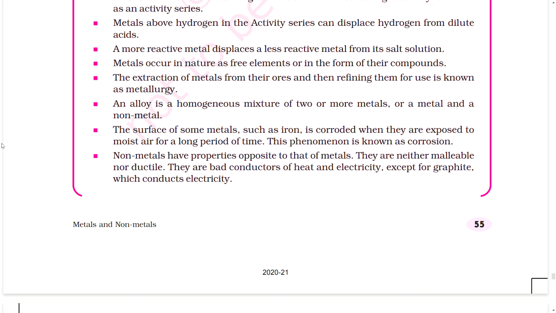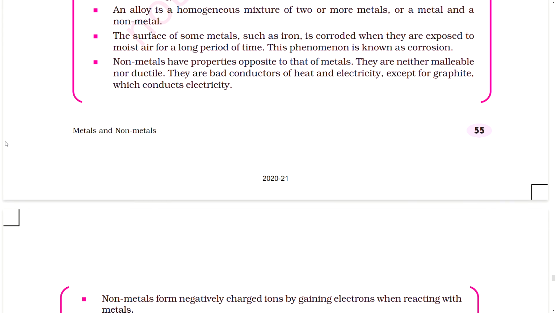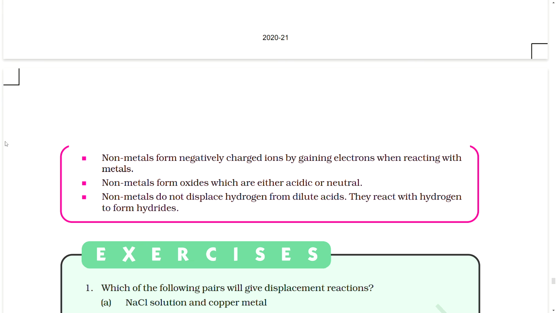Non-metals have properties opposite to that of metals. They are neither malleable nor ductile. They are bad conductors of heat and electricity, except for graphite, which conducts electricity. Non-metals form negatively charged ions by gaining electrons when reacting with metals. Non-metals form oxides, which are either acidic or neutral. Non-metals do not displace hydrogen from dilute acids. They react with hydrogen to form hydrides.